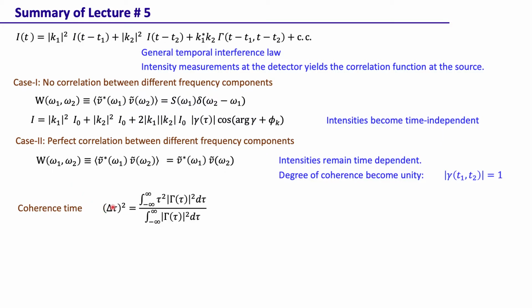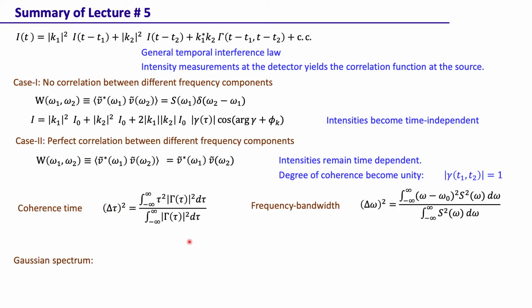The coherence time is formally defined in this manner, that is, it's the second moment of tau square of this quantity, where this is the autocorrelation function. And this is for the normalization. So this is how coherence time is formally defined. Frequency bandwidth is defined like this. So this is again a second moment. We also saw that the coherence time times the frequency bandwidth follows an uncertainty kind of relation.